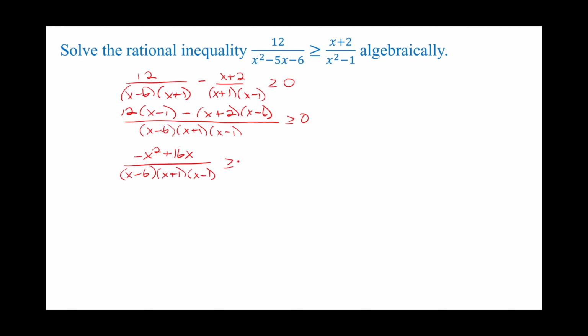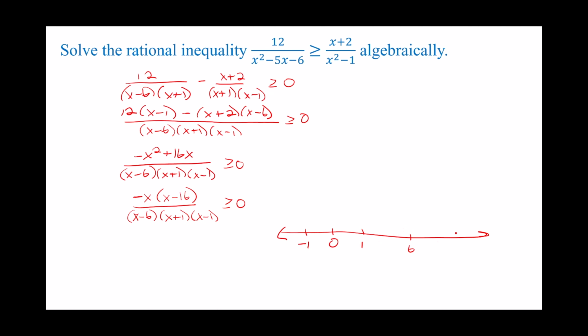And again, I encourage you to do all of that algebra, distribute, combine like terms, and make sure we have this. Then I'm going to factor the numerator, so I'll factor out a negative x, and I get negative x times x minus 16 over x minus 6 times x plus 1 times x minus 1 greater than or equal to 0. So this time I have a lot of numbers to put on my number line. I have several intervals here. So we have negative 1, 0, 1, 6, and 16.